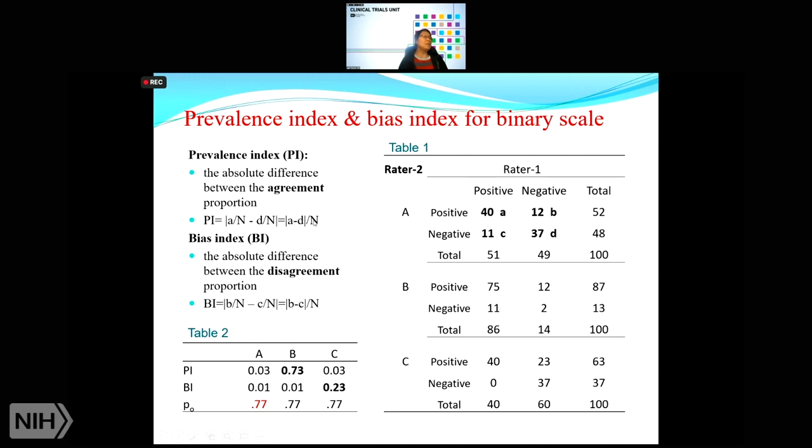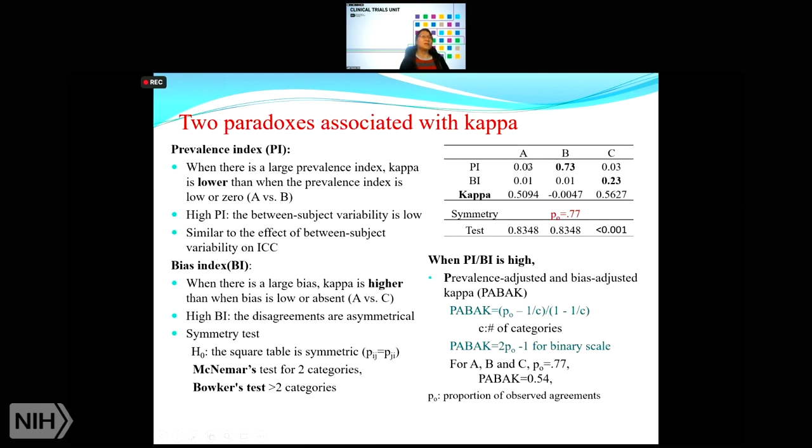Now we will see how the prevalence index and the bias index influence the kappa. This table shows the prevalence index, the bias index, and the kappa for the three data sets. Compared with A, data set B has a higher prevalence index, and the kappa is much smaller than in A. This indicates that when there is a large prevalence index, kappa is lower than when the prevalence index is low or zero. High kappa is equivalent to high between-subject variation, which is similar to the effect of between-subject variability on ICC.